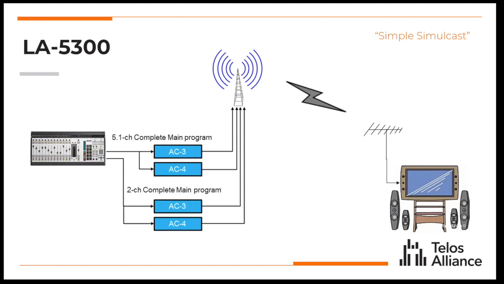Again, the LA5300 is really meant to get broadcasters on air quickly and easily with ATSC 3 audio. So this can sit in parallel with your AC3 encodes and either accept the PCM input, or it can sit on the output depending on where you're doing your AC3 encode, and it can take that AC3 output and transcode that into AC4.